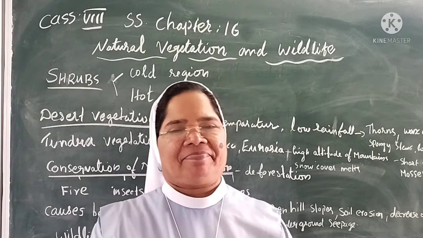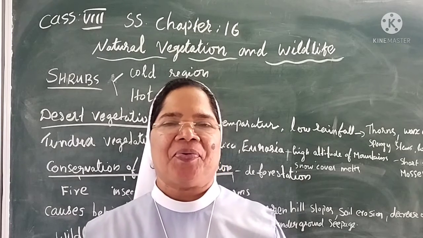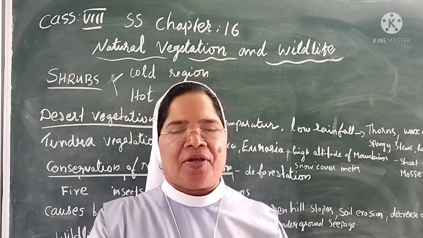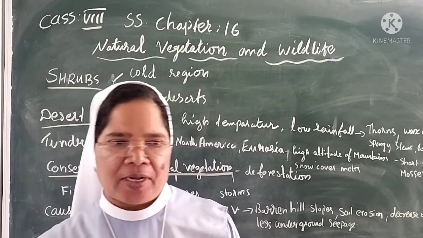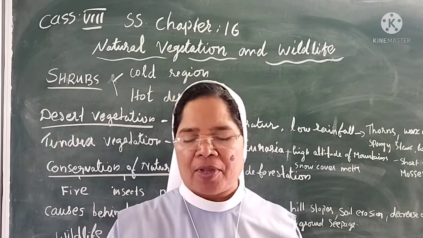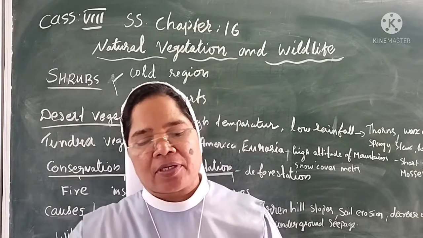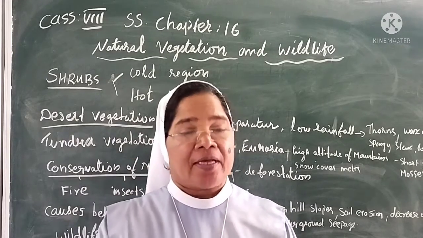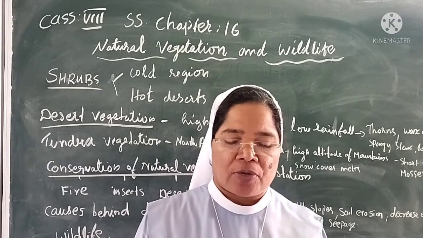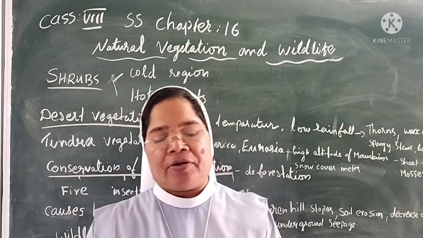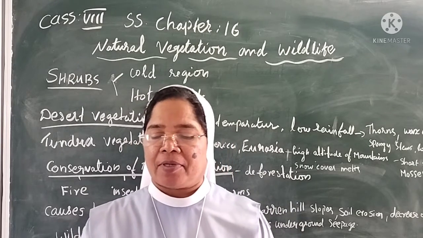Good morning, children. Today let us continue the SS class. We have already started natural vegetation and wildlife. Today let us do the second part. I finished some pages. Today let us study the shrubs. We covered the distribution of natural vegetation, divided into forest and then grasslands.